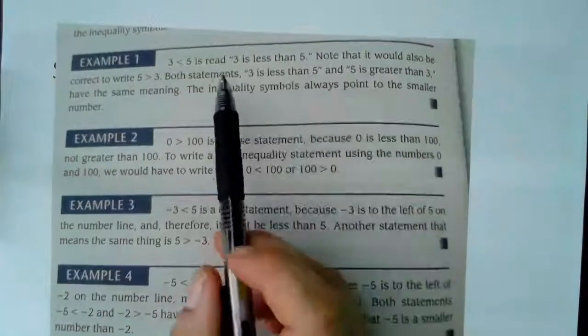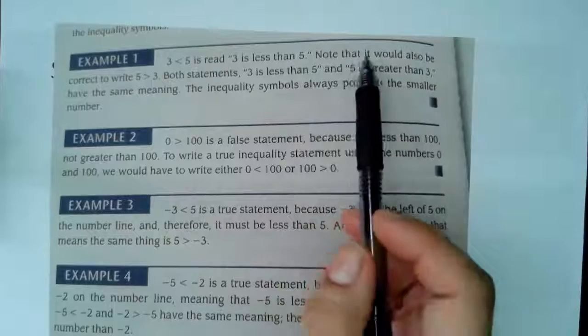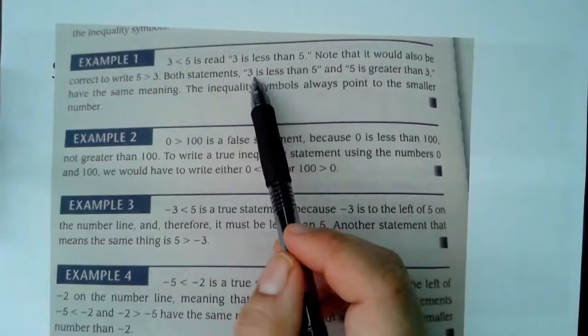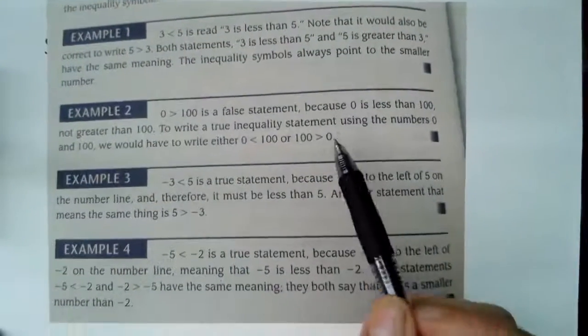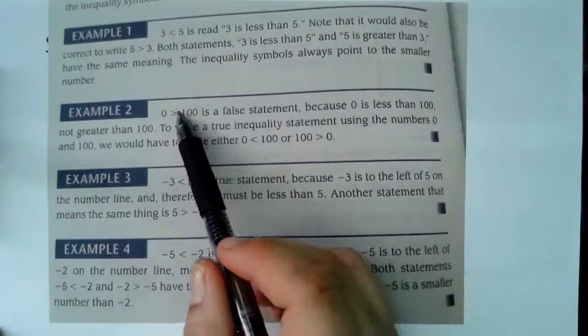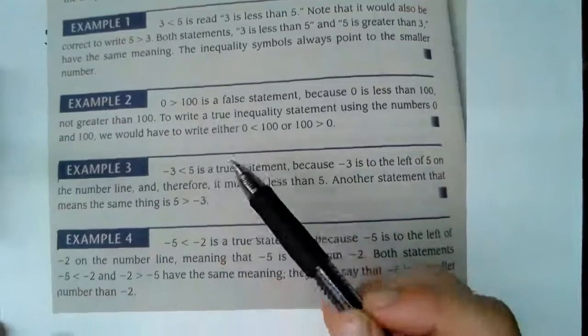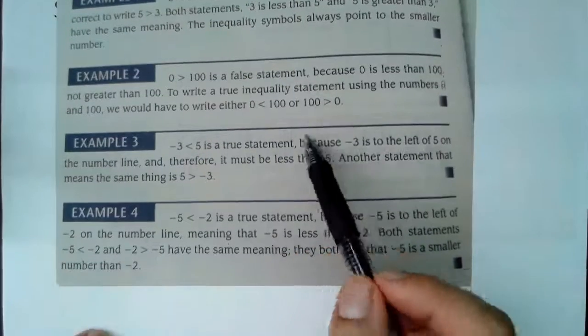So 3 less than 5 is read 3 is less than 5, okay? Now, it would also be correct to write 5 greater than 3. So both statements, 3 is less than 5 and 5 is greater than 3, have the same meaning. Here, 0 greater than 100 is not true because 0 is less than 100, okay? So we would have to write it the other way: 0 less than 100 or 100 greater than 0.